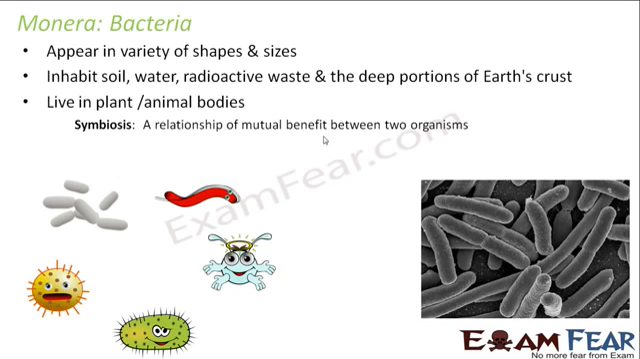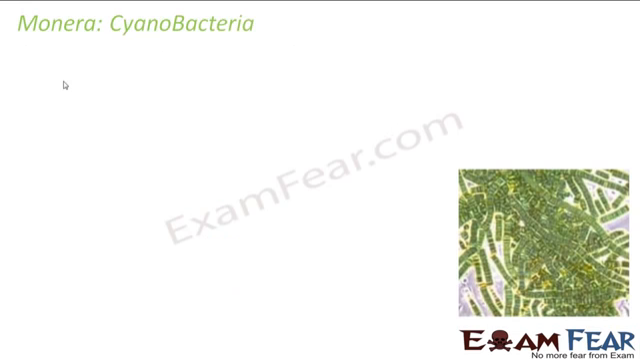So sometimes the bacteria are associated with some plant bodies or animal bodies in a symbiotic relationship, where the bacteria as well as the living organism both are getting benefited mutually. Right? So we will discuss symbiosis in detail in one of our later slides. For now, you should just get some idea about the places where we can actually see bacteria. Okay, so now let us talk about some of the examples of bacteria in a little more detail.